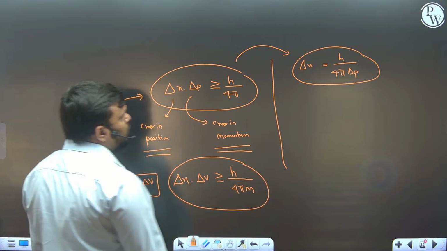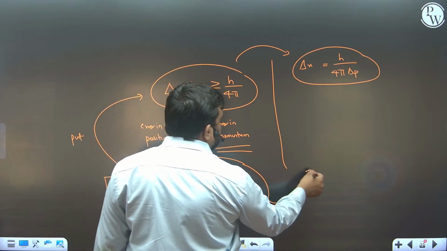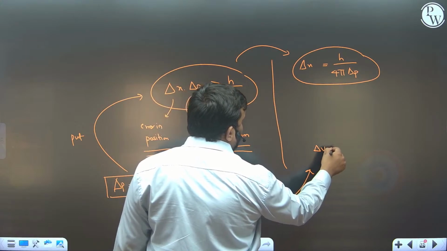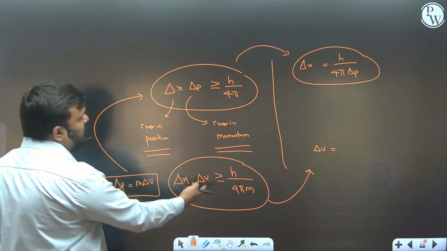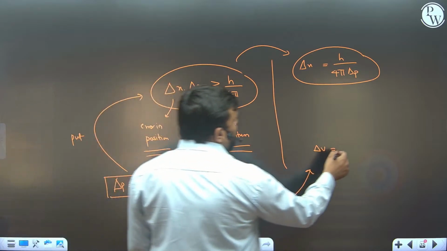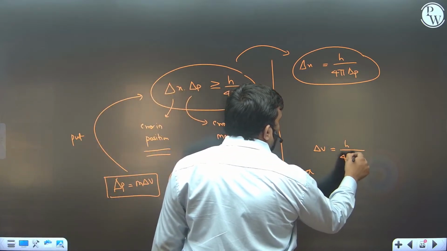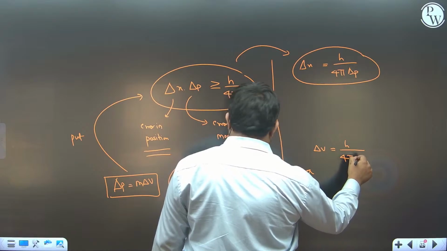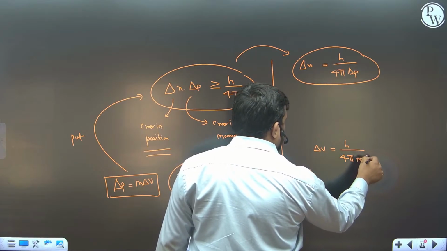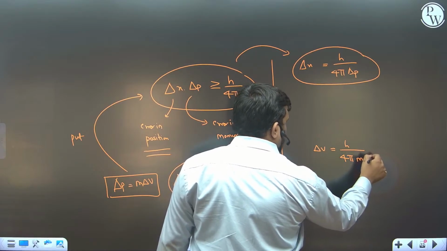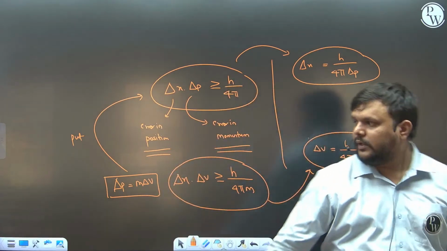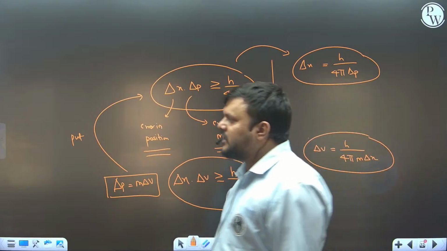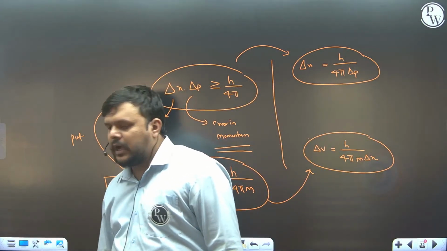They are having questions where they are asking us the value of delta v by giving the value of delta x. So while solving we have to take it as equal to, we will be having delta v equal to h upon 4 pi m delta x. So this is the equation which we can use over here. So this is the Heisenberg uncertainty principle that they are asking.